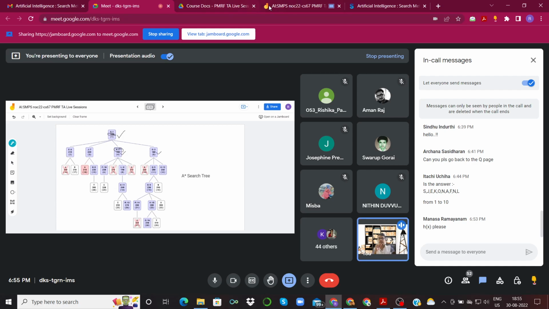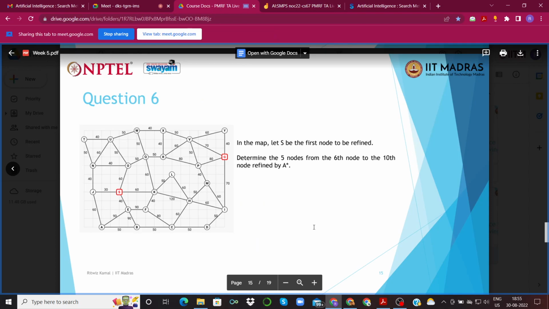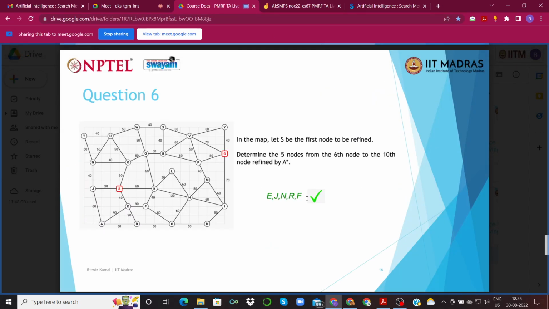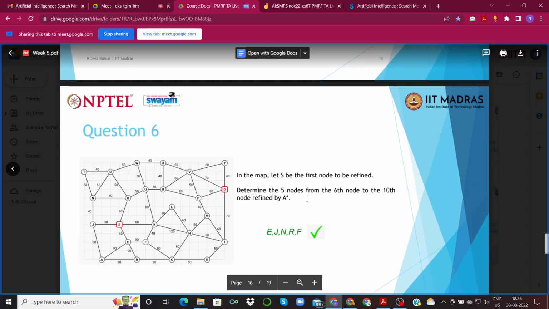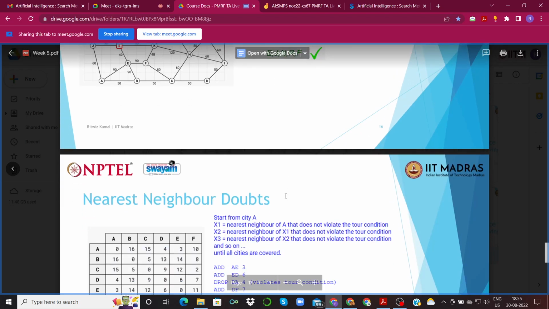Okay, so I hope that's clear. So I'll just quickly go through the answer. This was the answer for the A star part of the question. You can just verify it yourself. If you have any query, just let me know.